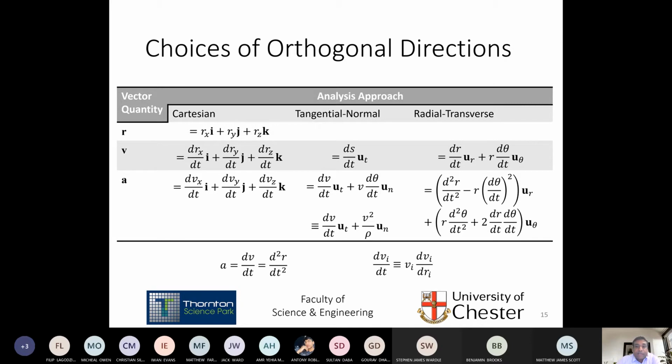So that gives us d squared r dt squared minus r theta dot squared. That's the acceleration in the radial direction. And the acceleration in the theta direction is r d squared theta dt squared plus 2 dr dt d theta dt. Okay, so that's a summary of all of the kinematics on one slide.